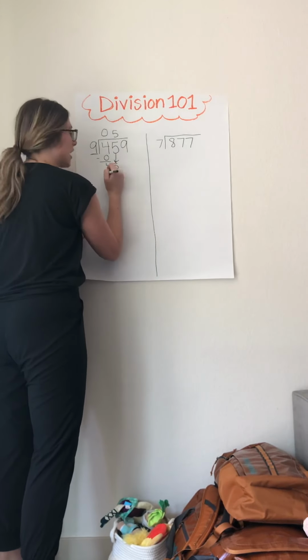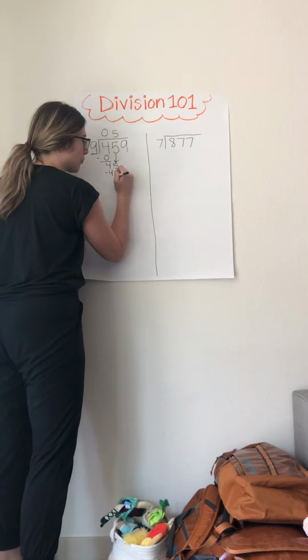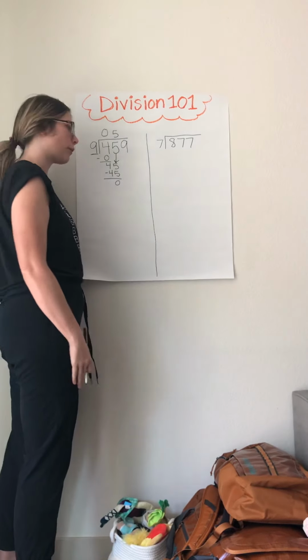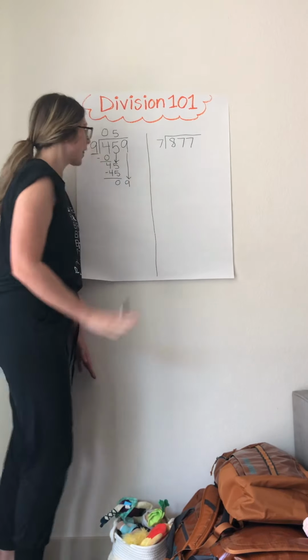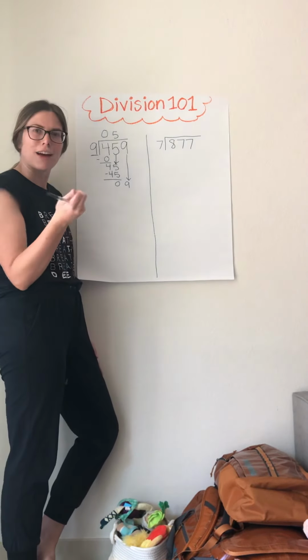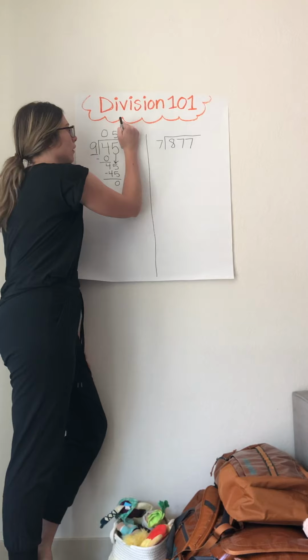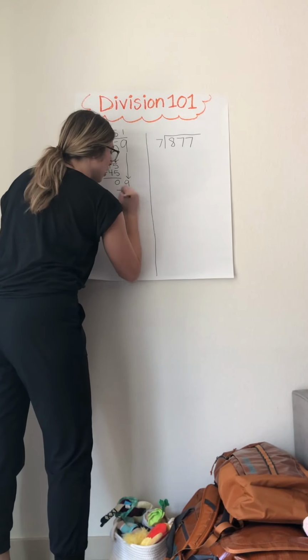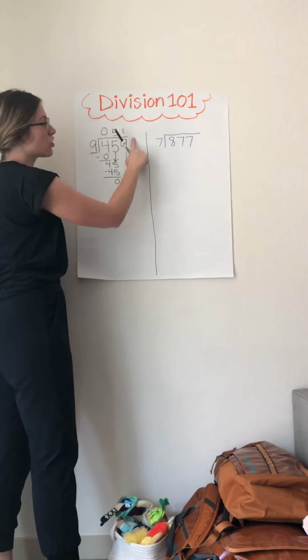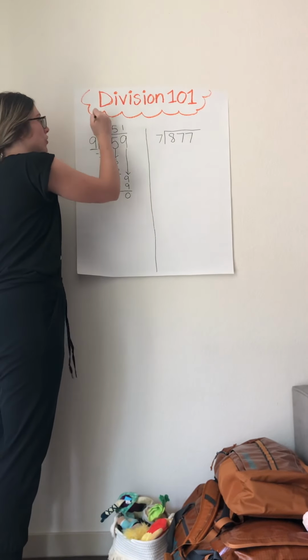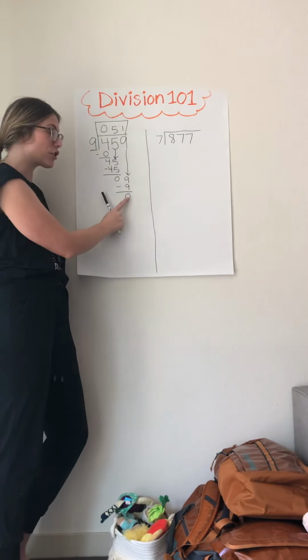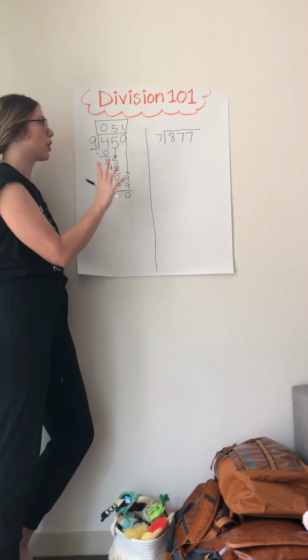9 times 5 is exactly 45, so I subtract exactly 45, and I have 0 left over. I bring down my last number, which is a 9. This one's pretty simple. How many 9s go into 9? Well, 1. I subtract 1 9, which gives me 0 left over. There's no other numbers to bring down, which means I'm done with my problem. My answer is 51, and there is no remainder, okay?